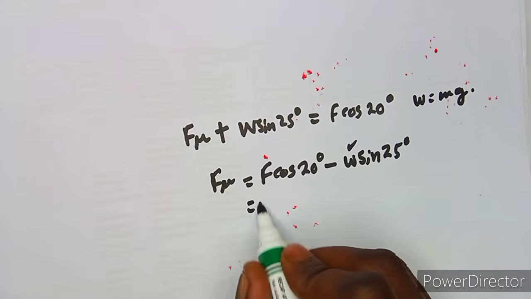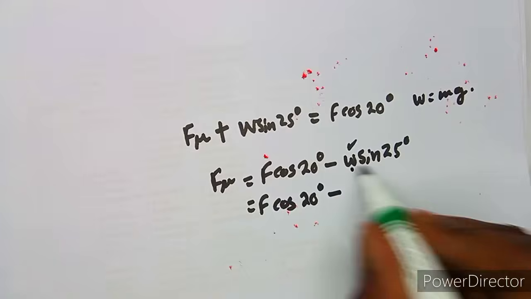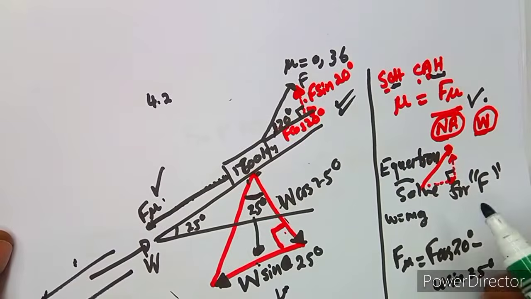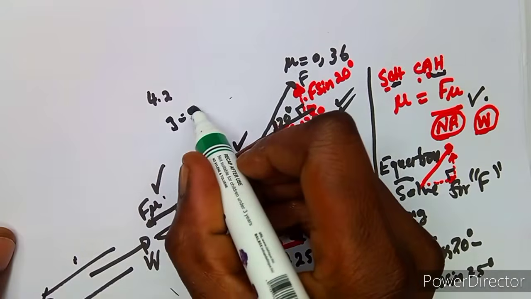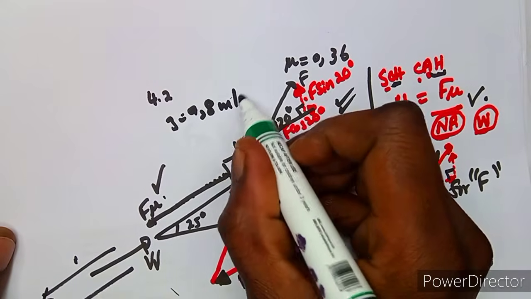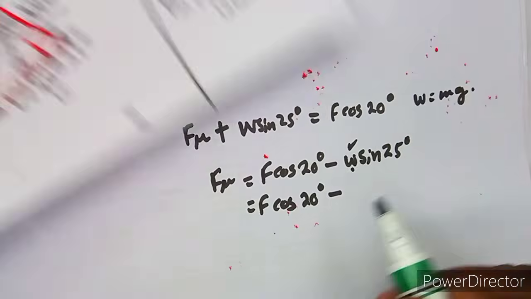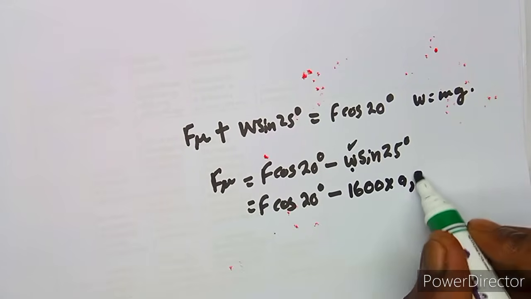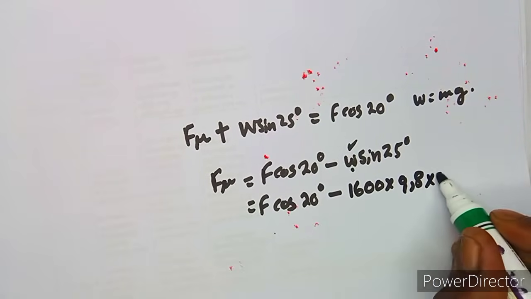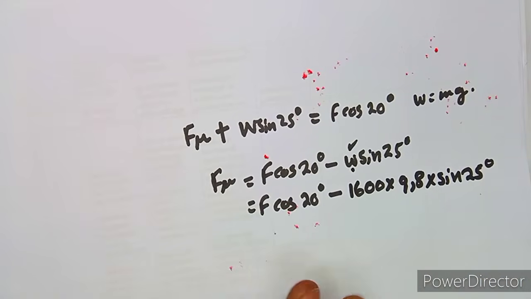So you can substitute this, which is going to be F cos 20 degrees minus this W here, which is mg. So this is the mass, and we know that the gravitational acceleration is 9.8 meters per square second. All right, so this is what you're going to substitute. So that's going to be 1600 by 9.8 by sine 25 degrees. So this is one thing now.